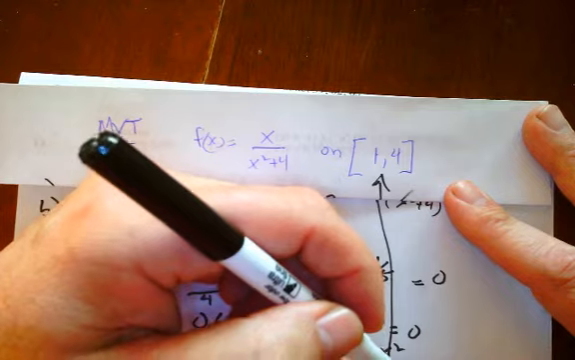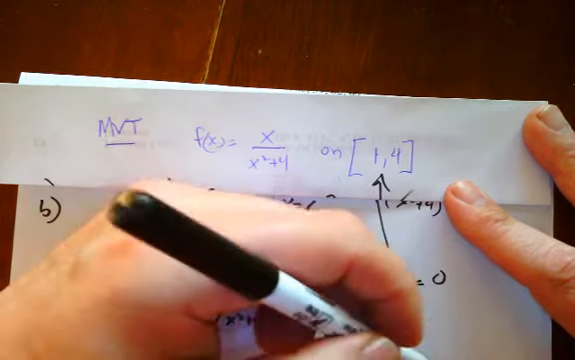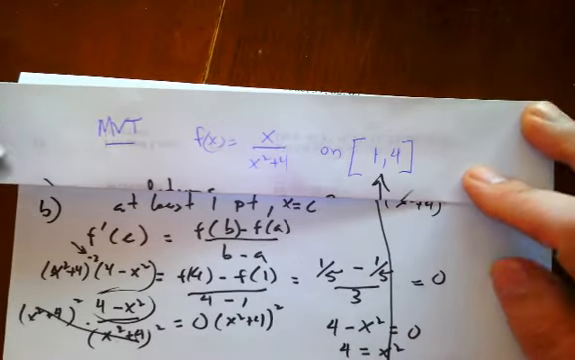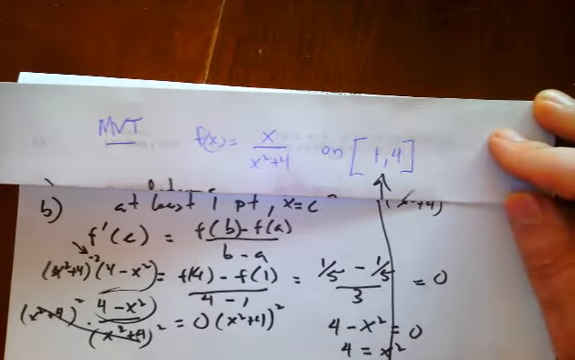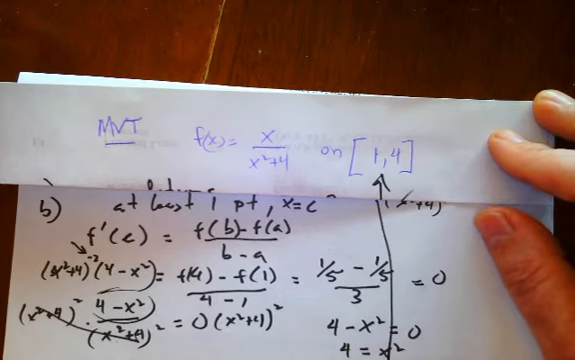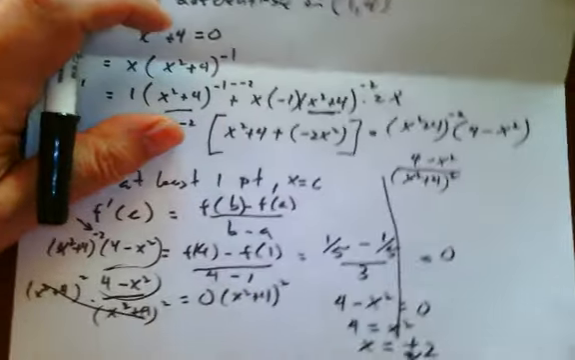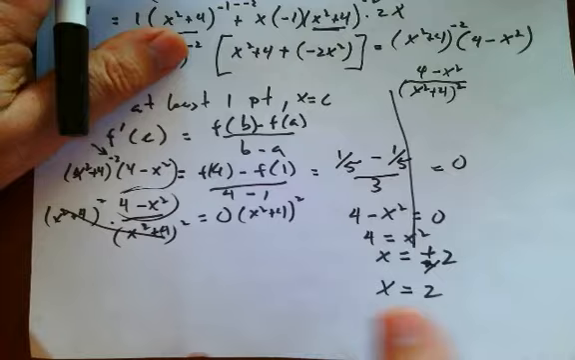So let's take a look then over here. When is 4 minus x squared equal to 0? That's 4 equal to x squared. So x equals plus and minus 2. Oh, but wait a minute here. Don't we see this restriction? We're only concerned about c values that live on the interval from 1 to 4. Negative 2 is not on 1 to 4, so we have to be smart enough and attentive enough to throw that away and say that our only solution is x equals 2. At x equals 2, the slope of the secant and the slope of the tangent have the same slope.